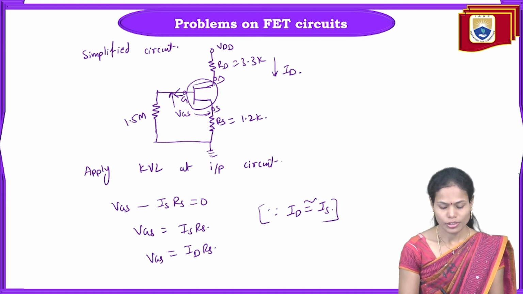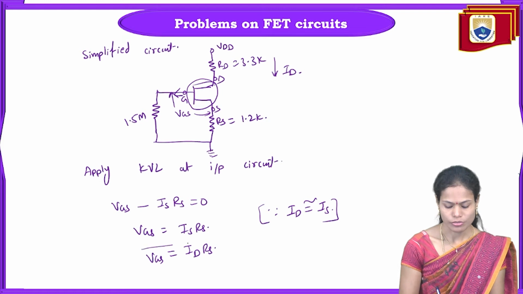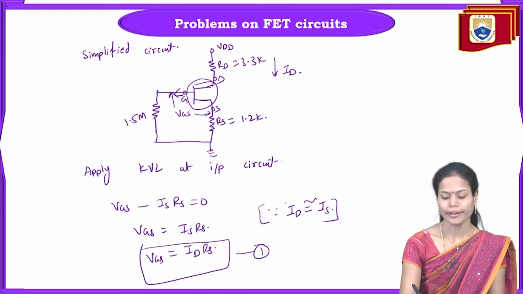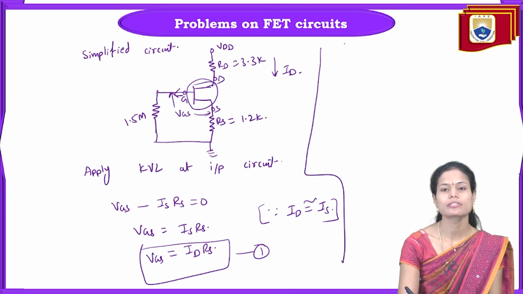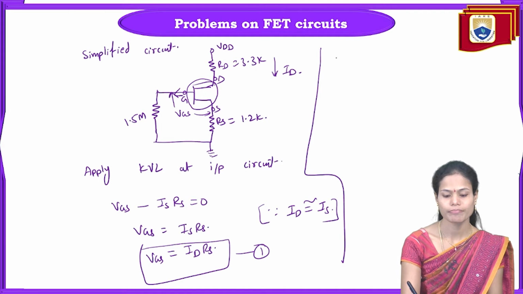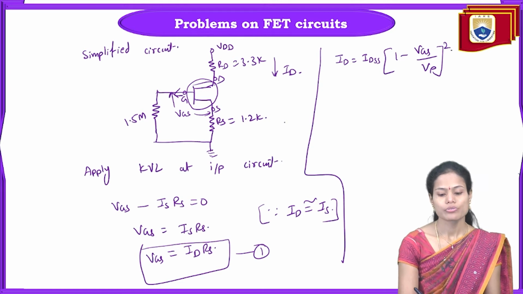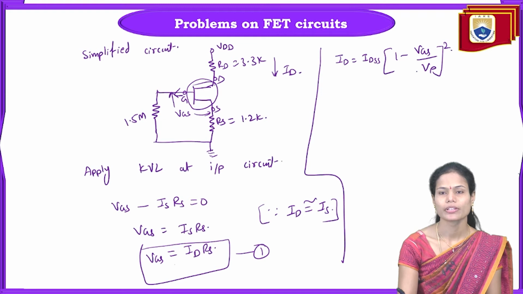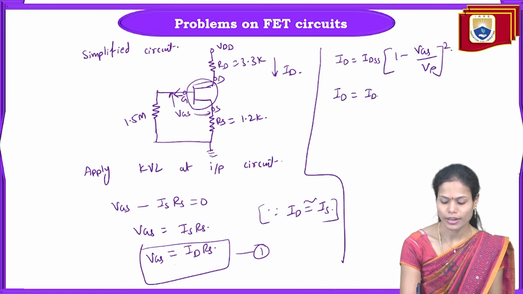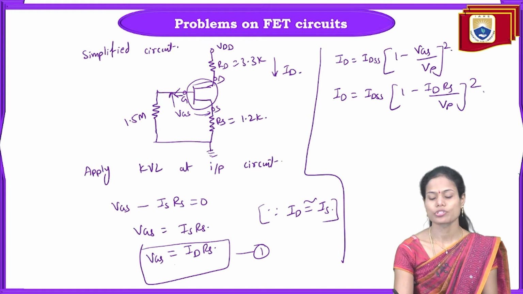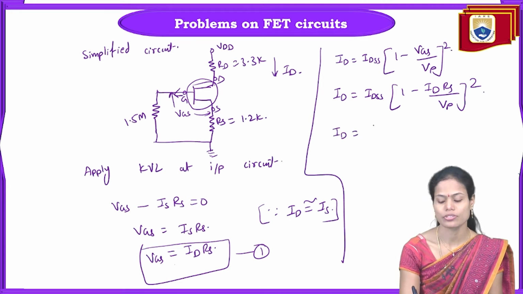If we solve this particular equation, I am taking it as equation 1, and by utilizing this I am going to calculate the drain current ID. So we have ID equal to IDSS into 1 minus VGS by VP, whole square. Substitute the value of VGS here, and we get ID equal to IDSS into 1 minus ID into RS by VP, whole square. After substituting all the given values, we get the drain current as 2.33 milliamps or else 7.45 milliamps.